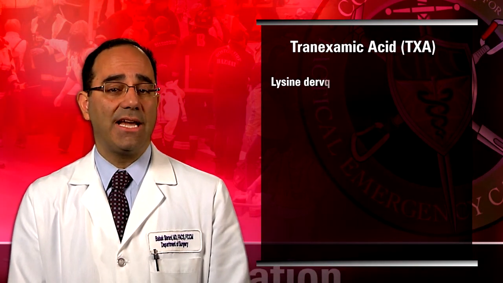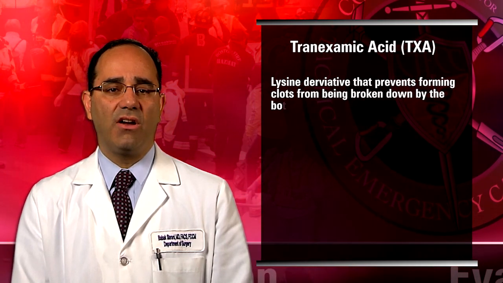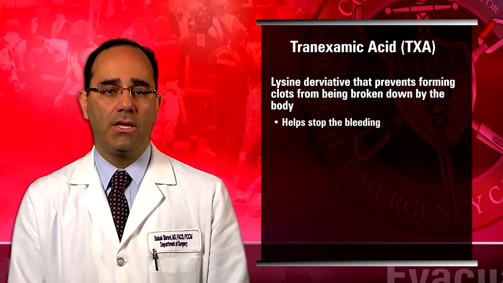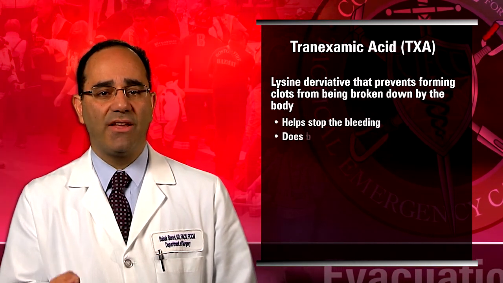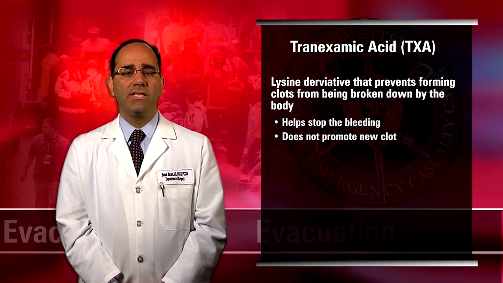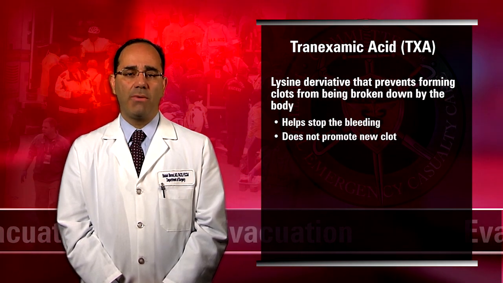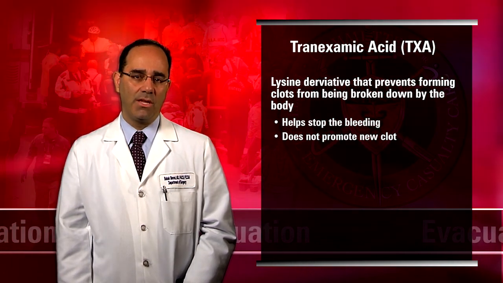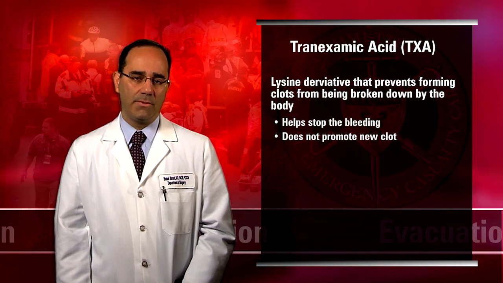Tranexamic acid, or TXA, is a lysine amino acid derivative that has the physiologic effect of preventing existing or developing clots in the body from being broken down. Unlike other hemostatic drugs, this one does not make you clot, it just prevents your system from breaking down clots. The human body is always in balance or homeostasis. After traumatic injury, as your body starts to make clots to stop bleeding, a counter process also begins to break down clots, limiting the extension of the clot that is forming from propagating throughout your body.